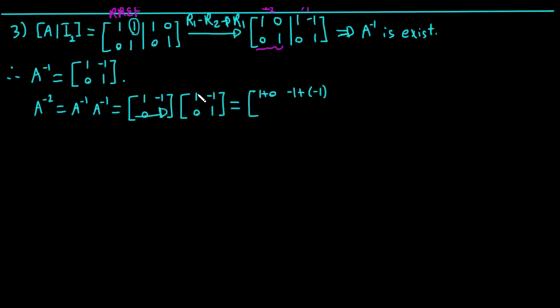Now this row with this column: 0 multiplied by 1, which is 0, plus 1 multiplied by 0, which is 0. Now this row with this column: 0 multiplied by -1, which is 0, plus 1 multiplied by 1, which is 1. And this answer will be here 1, here -2, 0, 1.